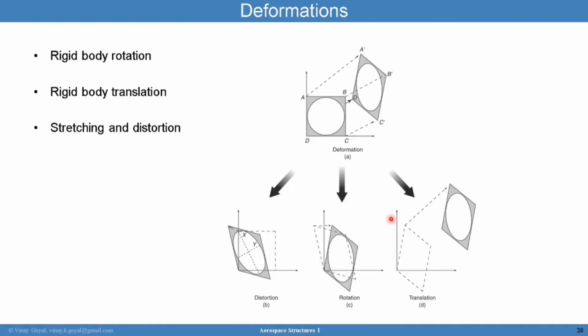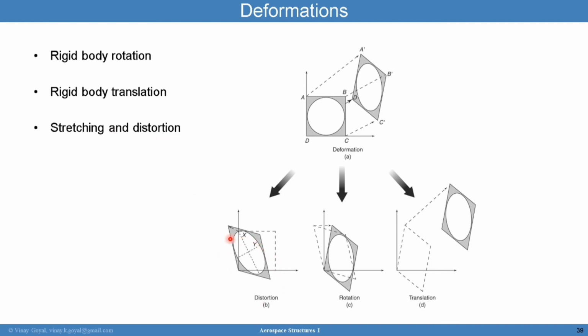So I'll move here to rigid body rotation. You could have rigid body rotation as an example. You can have rigid body translation. And in these two cases, no strains are developed. But in general, you're going to have stretching and distortion, and these do cause strains.